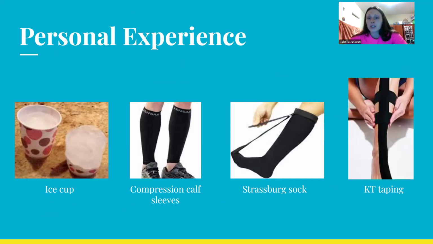Personal experience, I've had shin splints. A lot of my teammates have had shin splints. It's very common in runners. Typically, we'll do an ice cup. So you freeze water and then you rub it along the shin bone. You can do compression calf sleeves for the calf muscles. And then this sock I actually got, it flexes your calves in the middle of the night, which is nice. And then KT taping, I've gotten that done. That also helps with pain relief.